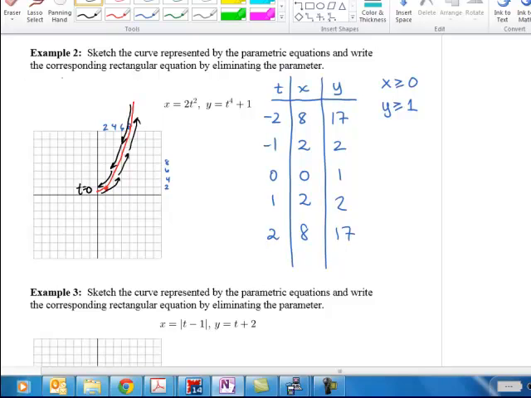Then it's also asking us to write the corresponding rectangular equation by eliminating the parameter. This looks like a parabola, so that gives us a clue about what we're expecting for the rectangular equation. Notice here that solving either one of these for t is going to involve having a positive or negative square root. So we don't want to do that if we don't have to. We can notice here that t to the fourth could be thought of as t squared squared. So instead of solving for t in the x, maybe solve for t squared.